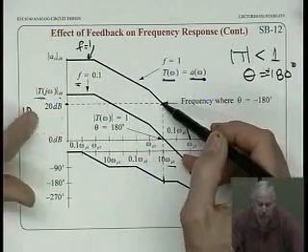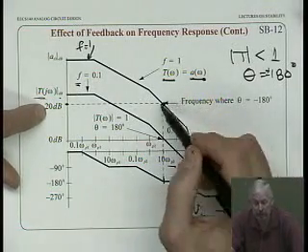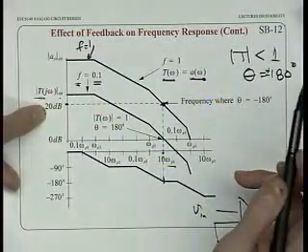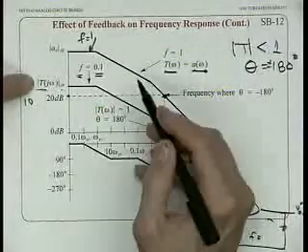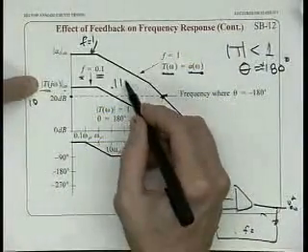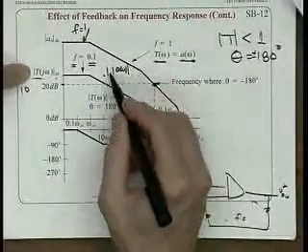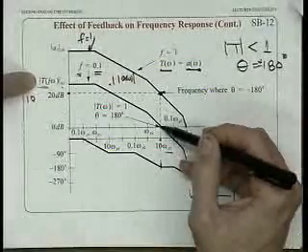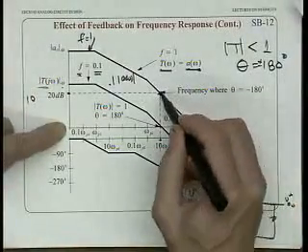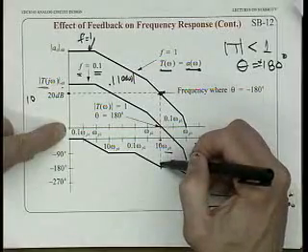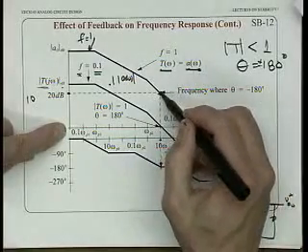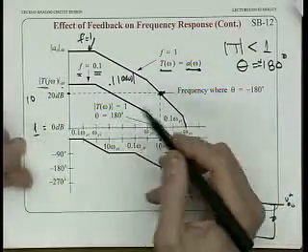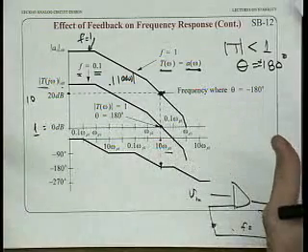If we see that the gain is a factor of 10, 20 dB, at the point of 180 degrees, if we set F equal to 0.1, we can plot the new loop gain factor, which is going to be 0.1 times A of omega, right? So that means this curve moves down by a factor of 10. And that means at the point where we have the 180 degrees of phase shift, we have a gain of exactly 1. So 0 dB equals 1. So this is right on the edge of stability.